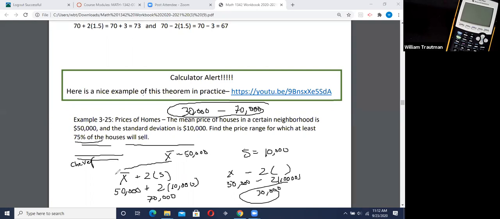So definitely write this down. This is the high end and this is the low end. The high end is when you're adding it. The low end is when you're subtracting it. Standard deviations go inside of here. It's always going to be a 2, but whatever we're using for standard deviation goes inside there.